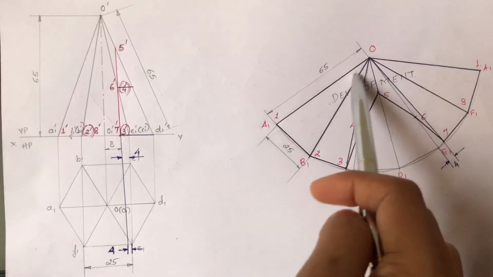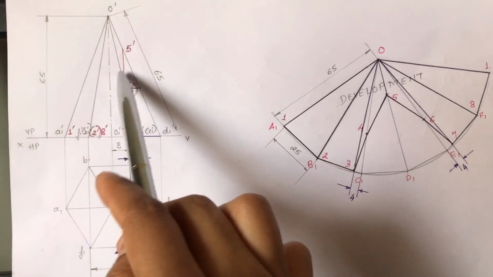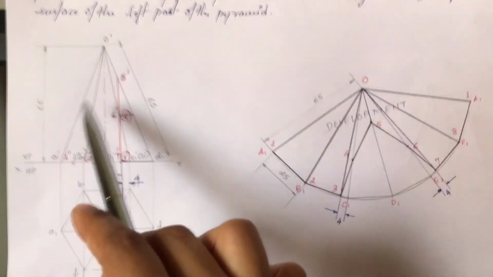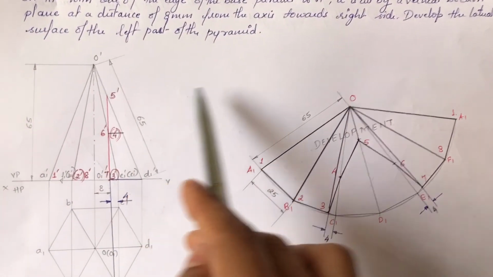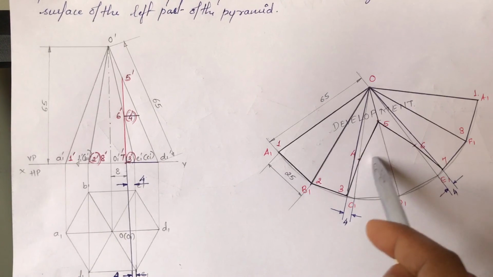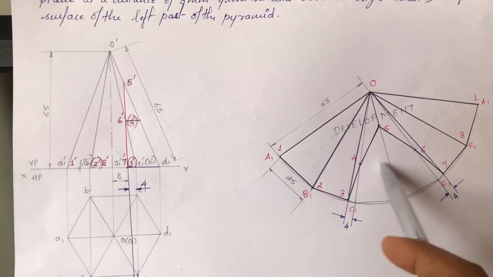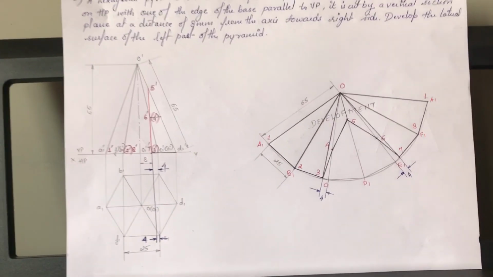So this upper portion that you see is the left portion of the pyramid that had to be developed as per the problem statement, and this section that you see here will be cut off, but we show it here with light lines. So this is the development.